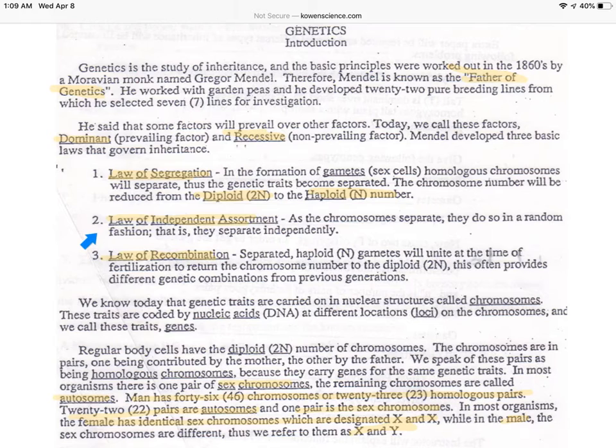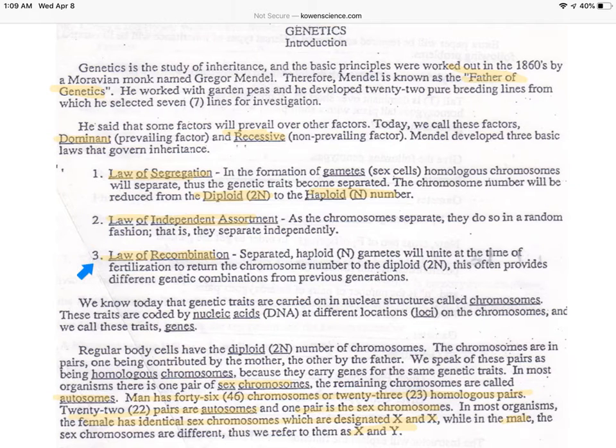In the law of independent assortment, it says as the chromosomes separate, they do so randomly. You do not get to choose. You can't say, "Oh, I want my baby to have blue eyes, so I'll make sure my gamete has blue eyes, and I want it to be tall." It's completely random as far as what traits are carried by the gamete and would be passed on for fertilization to the baby.